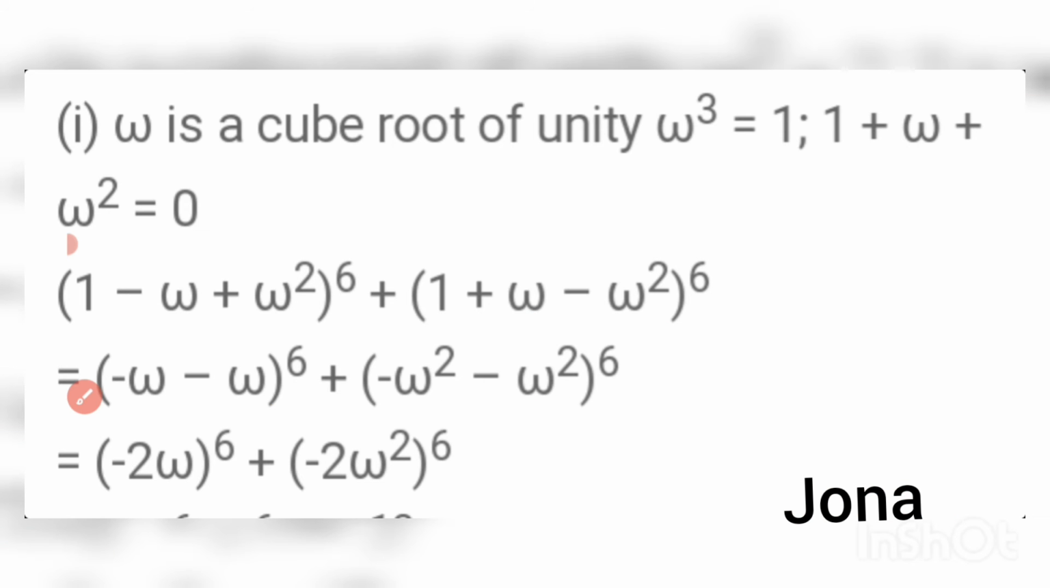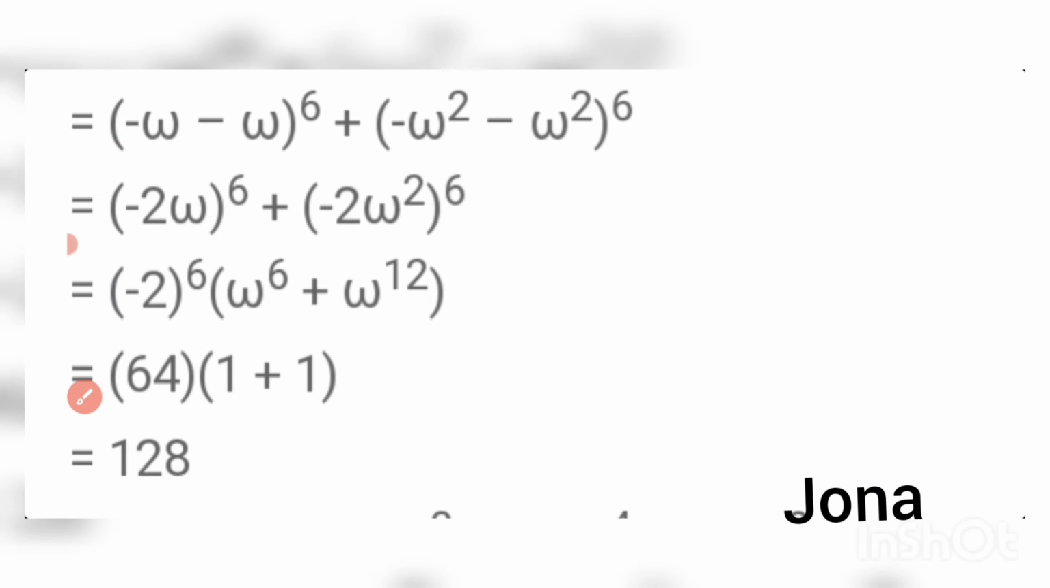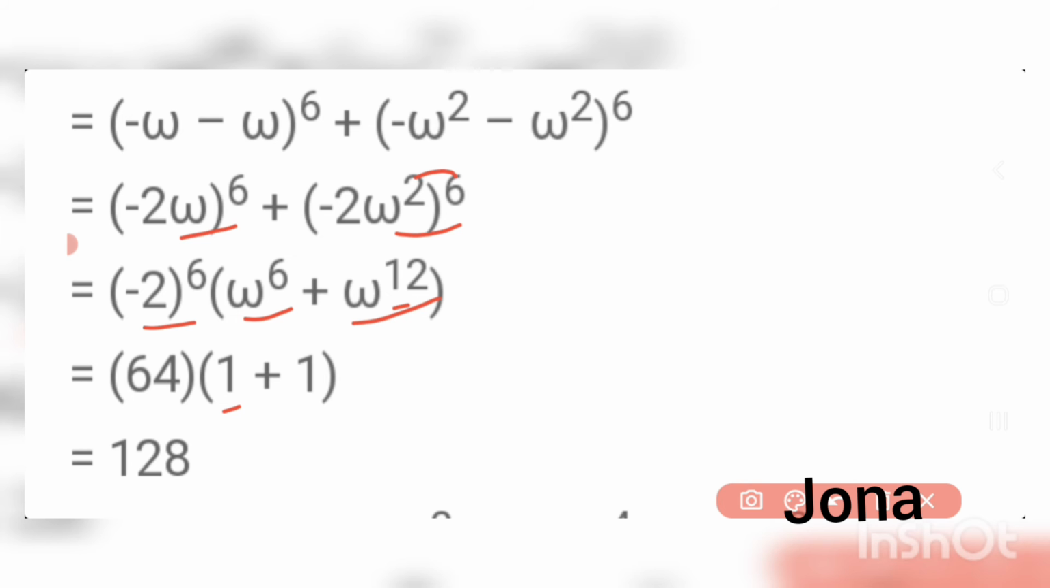Okay, and then I can take minus 2 as common. So take minus 2 power 6 as common. And the remaining things we have are omega power 6 and here omega power 12. So omega power 6 is nothing but omega cube into omega cube, isn't it? So 1 into 1, that is 1. Omega power 12 is nothing but omega cube into omega cube into omega cube, that is also 1. So 1 plus 1 is 2 here. So 64 into 2 is nothing but 128. So this is the result we want for the first thing.